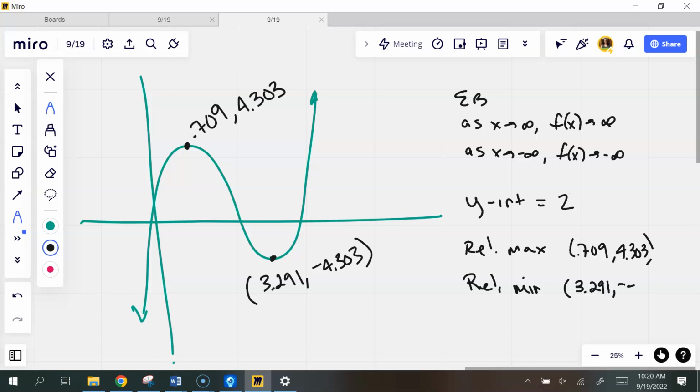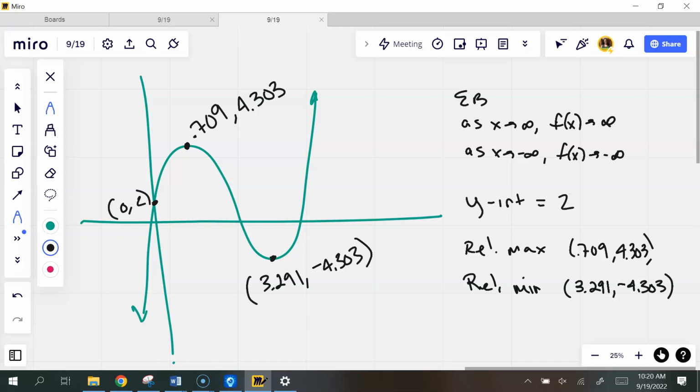3.291, negative 4.303. The question was asked, is the y value always going to be the same? That just happens to be so on this one. That's not always the case. All right, I'm going to put a mark here that that's 2. That is actually the 0.02.